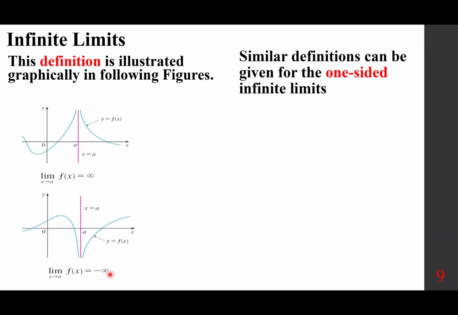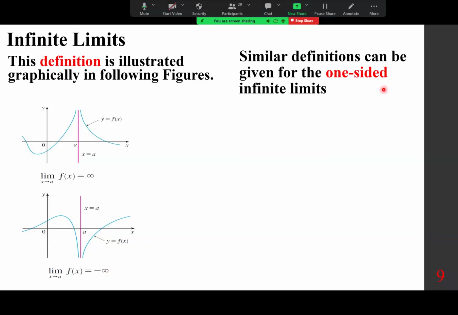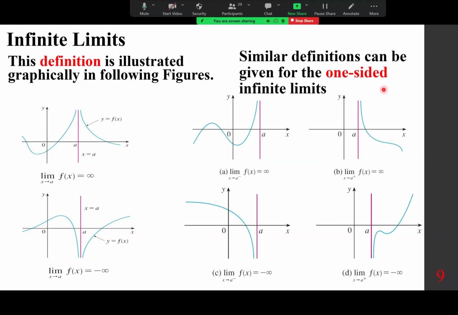Similar definitions can be given for the one-sided infinite limits. Notice, in this case, the limit of f of x as x approaches a from the left side goes to infinity, whereas here from the right side, the limit of f of x as x approaches a from the right is infinity. In this case, the limit of f of x as x approaches a from the left is negative infinity. In this case, the limit of f of x as x approaches a from the right is negative infinity.